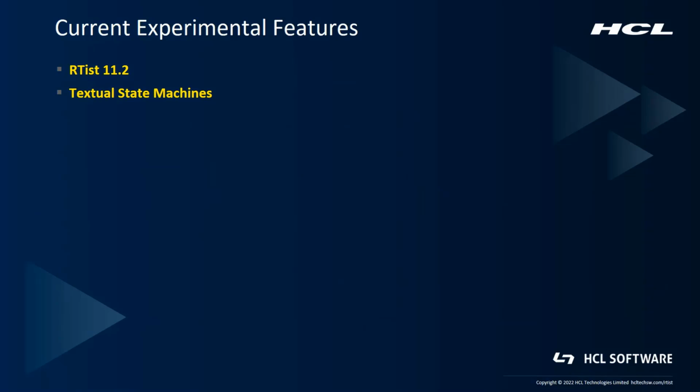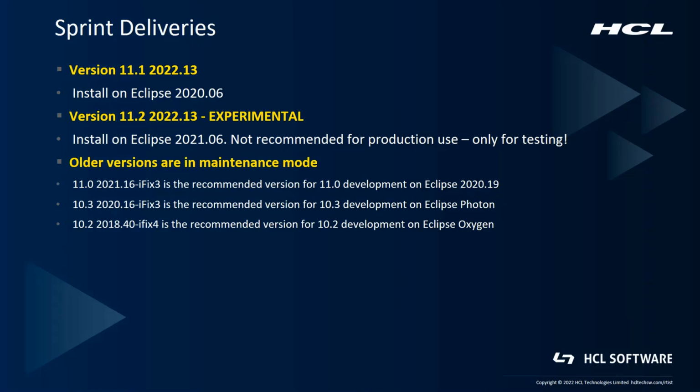The current experimental features are the whole HCL RTist 11.2 plus the textual state machine feature. The deliveries we will make are another version of 11.1 called 2020.13, which should be used with Eclipse 2020.06, and then the experimental release of 11.2, which should be run with Eclipse 2021.06. We didn't update any of the older versions, so they are still available as before.